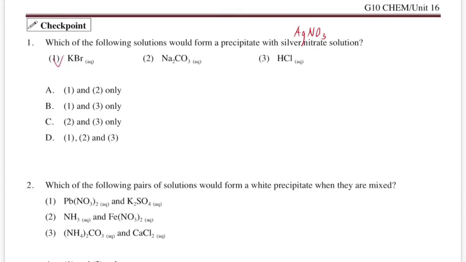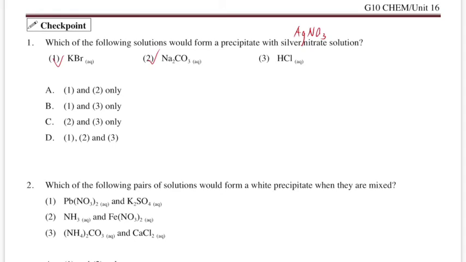How about the second one? If we mix silver nitrate with sodium carbonate, the possible products would be silver carbonate and sodium nitrate. Again, group 1 and nitrate salts are all soluble, so we just need to check whether silver carbonate is insoluble. For carbonates, you just need to remember that only group 1 carbonates and ammonium carbonate are soluble. The rest of the carbonate salts are insoluble. So silver carbonate is insoluble, and the second one would form a precipitate with silver nitrate.